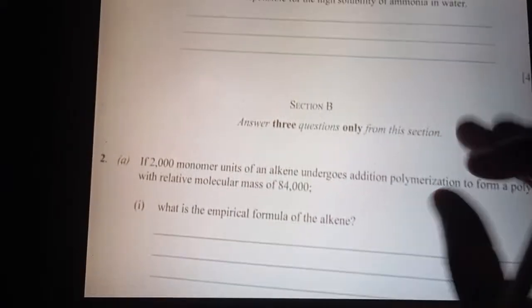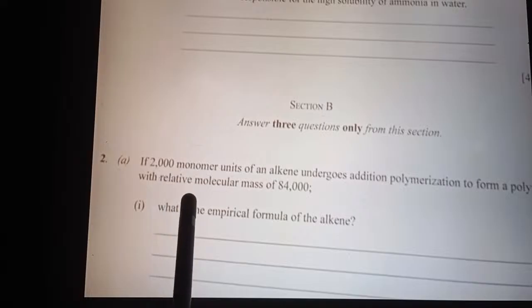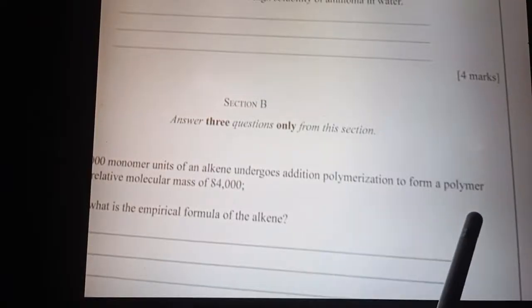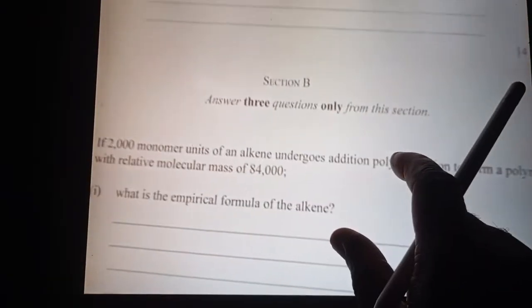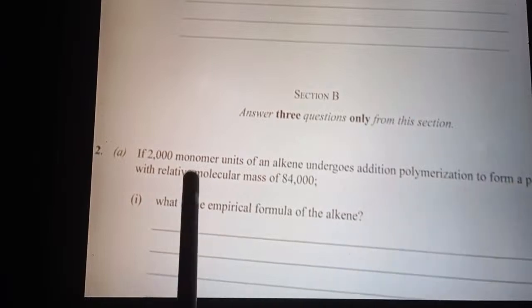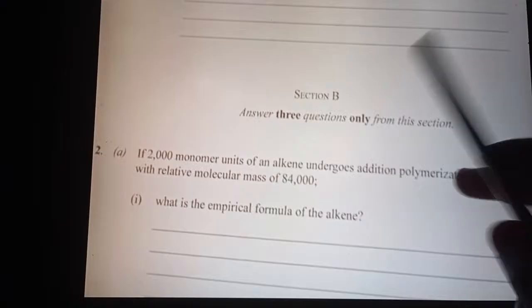Okay. Remember, they say 2,000 monomers. They give us 84,000 as the mass of the polymer. So you have to get the molar mass of one monomer. Mono means one, mer means unit. So a monomer is just one unit, the building unit that makes up the more complex unit or the giant molecule known as a polymer. Just like for you to build a house.